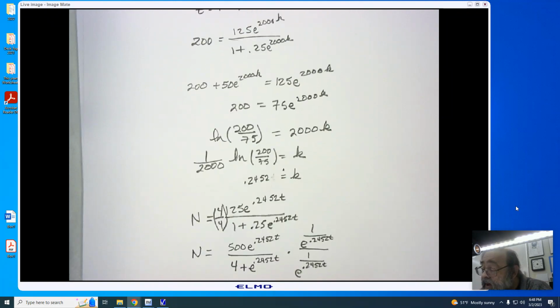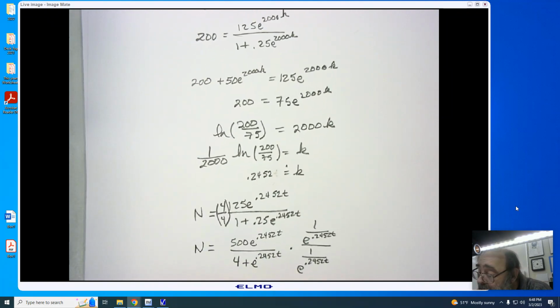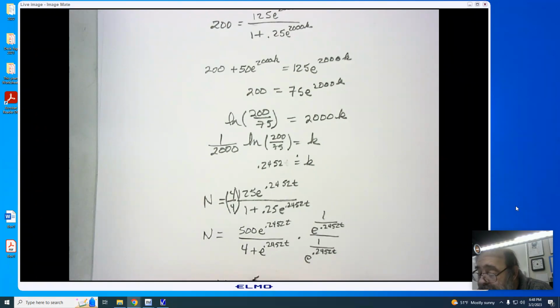This is going to give me my final answer when I simplify, and it will be N of t is equal to 500 divided by 1 plus 4e to the negative 0.2452t. And that is our goal. And that was number 53.